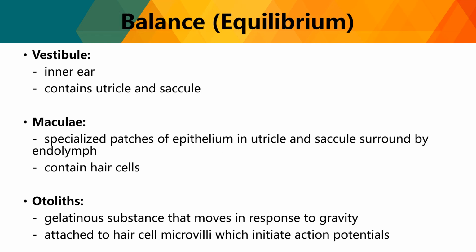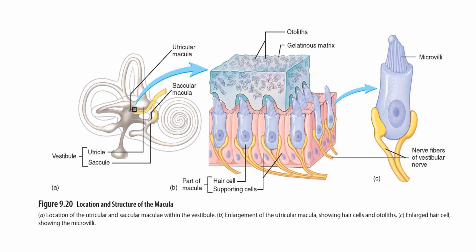So the vestibule in the inner ear contains the utricle and saccule. You can also see there the maculae, specialized patches of the epithelium in the utricle and saccule surrounded by the endolymph, and they contain hair cells. And then you will also see there the otoliths. These are gelatinous substances that move in response to gravity and are attached to the hair cell microvilli, which initiate action potentials. So here, these are the locations and structures of the macula.